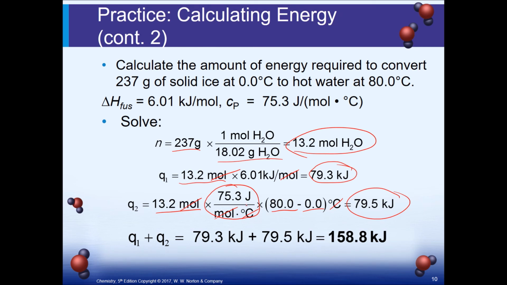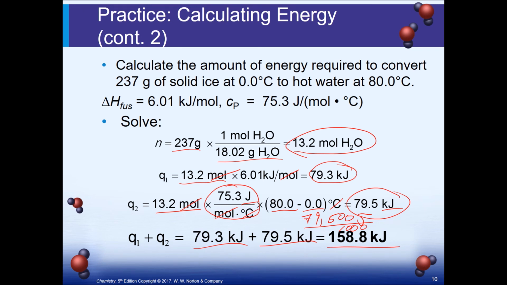Now, we did a little bit of hocus pocus here because in reality, what we got if we did the arithmetic is 79,500 joules. Just be aware that the units here have to match up. All we did is take that and divide it by 1,000 in order to convert into kilojoules, because in our next step we're going to be adding these values together. So we have 79.3 kilojoules plus 79.5 kilojoules, and so we get a total of 158.8 kilojoules.